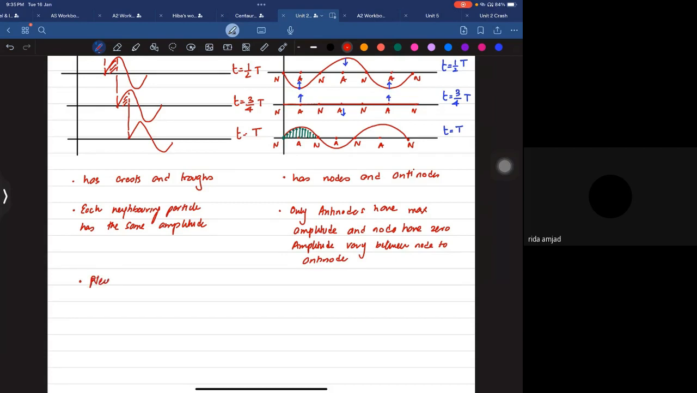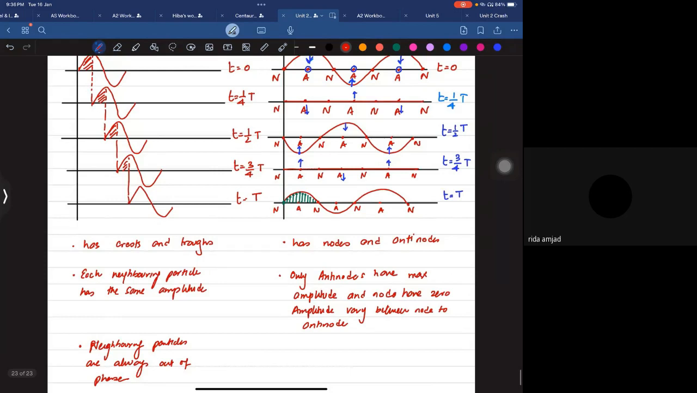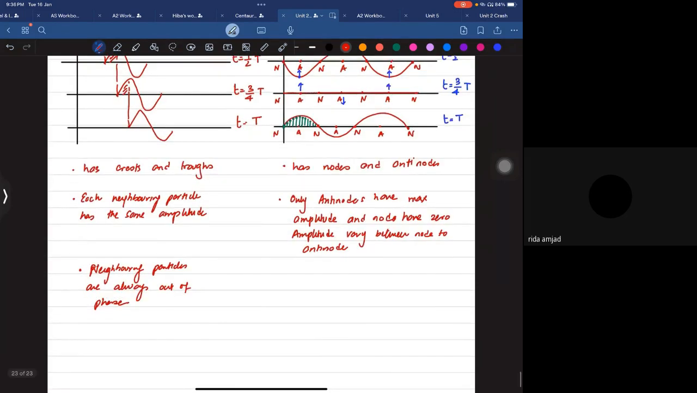Then in progressive waves, neighboring particles have different phase differences, or you could say they are out of phase. Neighboring particles are always out of phase. Why am I saying this? Because some particles will be like 0 degrees, 1 degree, 2 degrees, 3 degrees, 90, 180, 270. We have done that before.